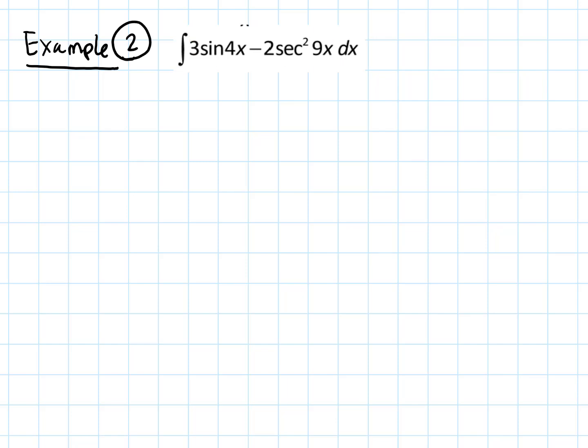Okay. So how are we going to do that? Well, let's pause for just a second on this, because notice here we've got a 4x, we have the sine of 4x, and we have the secant squared of 9x. So I want to pause for just a second and do a quick little recall on the chain rule.